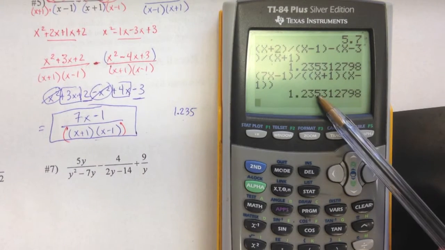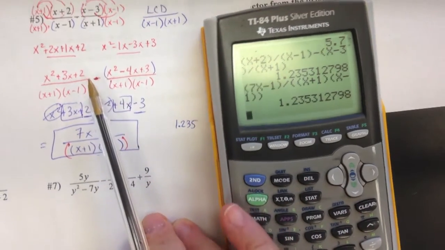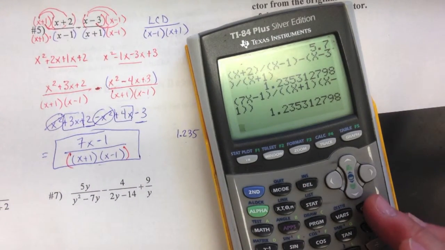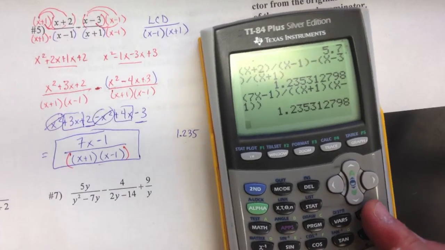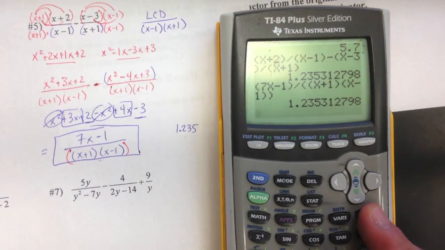So what this tells me is that my solution is correct. It is equal to the original problem. All right, that takes a while to do. You have to be very careful, but if you're trying to check your answer, that's how you can do it.